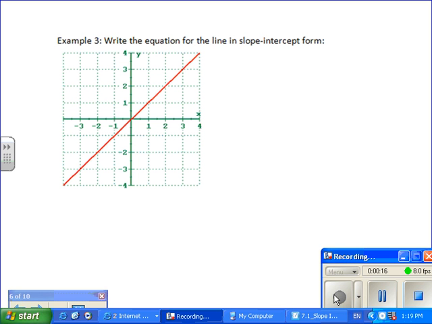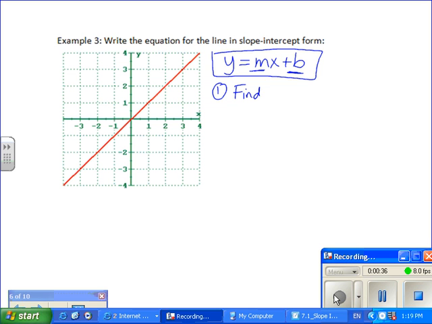So this example 3 in our 7.1 notes, we're going to write the equation for this line in slope-intercept form. Again, we're starting with y is equal to mx plus b. That is slope-intercept form. That's the formula that we use. And we have to solve for b, the y-intercept, and we have to solve for the slope. So let's start with the y-intercept because it's quite easy to do.